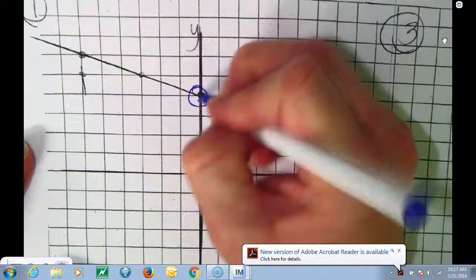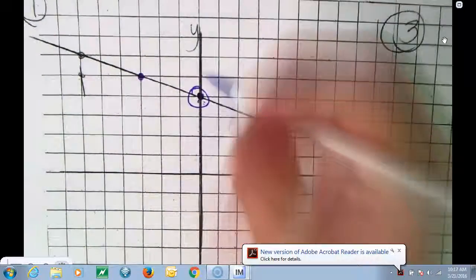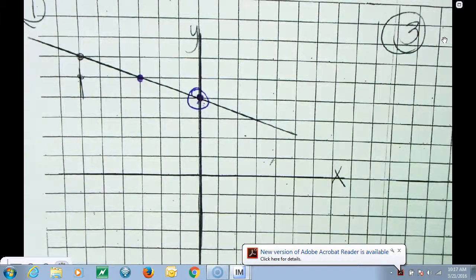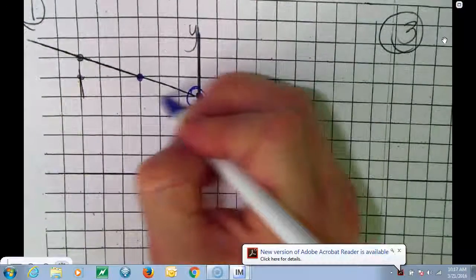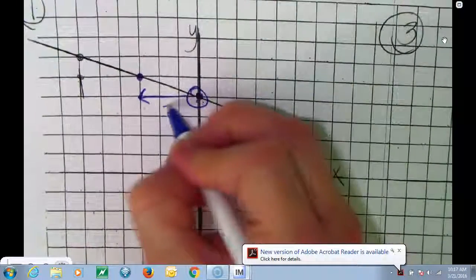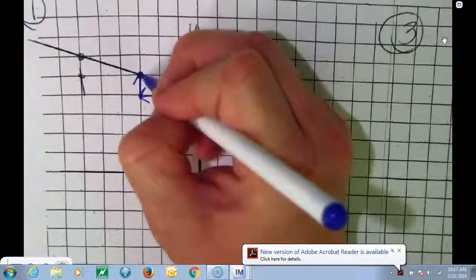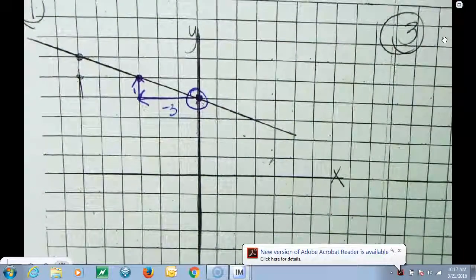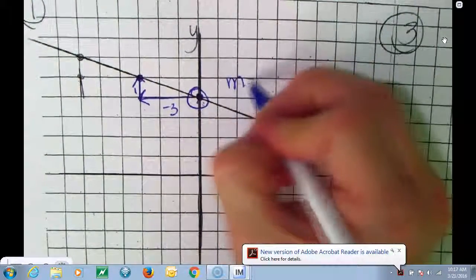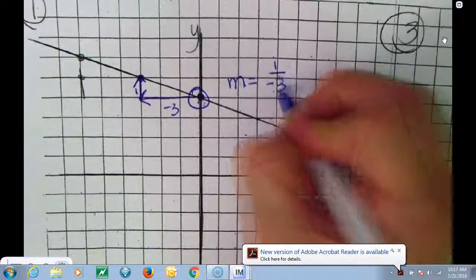I'm going to go from that point to that point. Is it positive or negative? It's negative. So I'm going to go over how many? -3, and I'm going to go up 1. So your slope is 1 over -3.